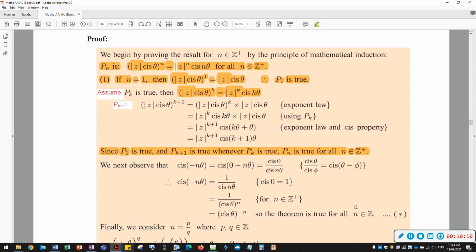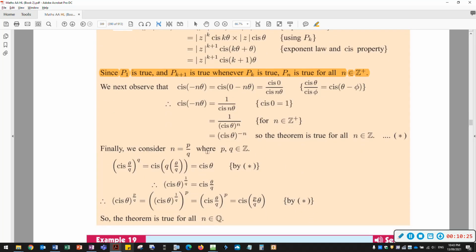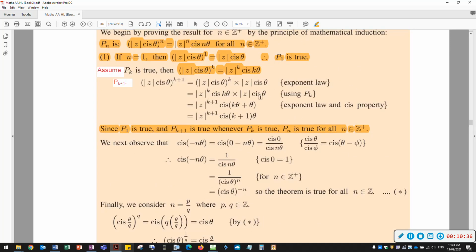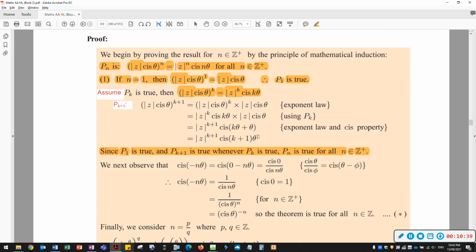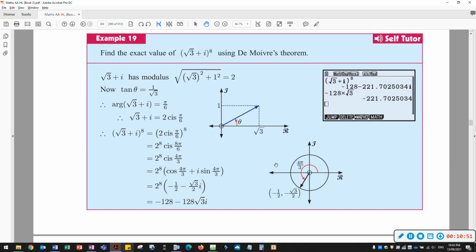Then they extended this proof to have a look at negative n as well. So that means the theorem also works for all integers overall. And then finally they look at how to deal with it if it's a rational number. Okay, so you don't need to know how to do this second part and the third part, but you do need to know how to prove it for all n equals positive integers. Alright, so we've looked at de Moivre's theorem, what it is, and this proof here. Finally, let's have a quick look at how to use it.